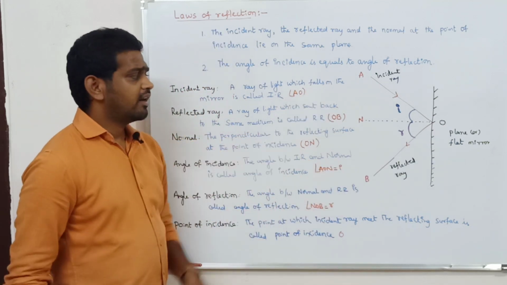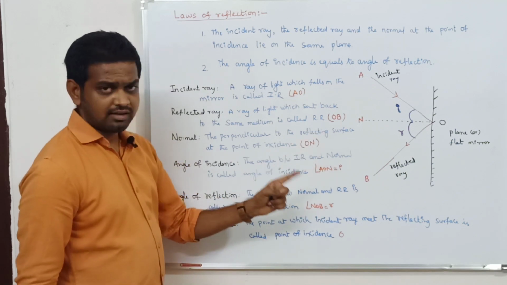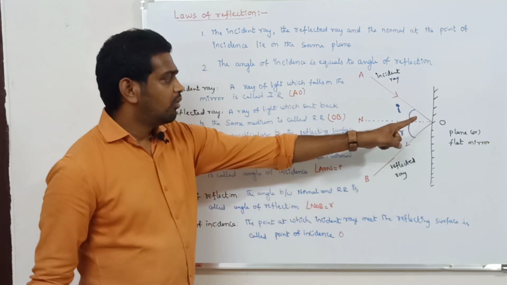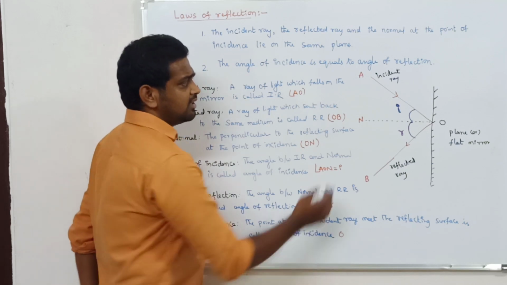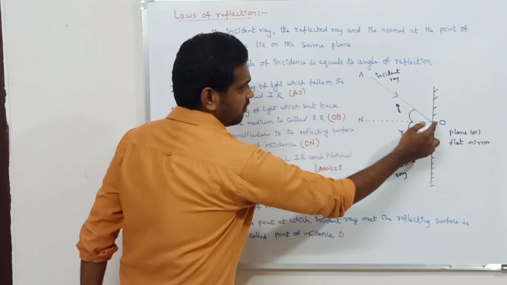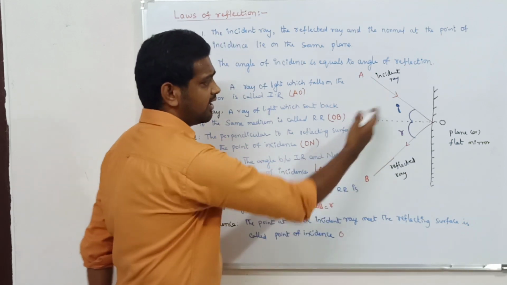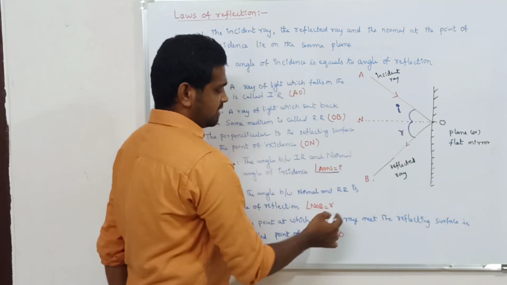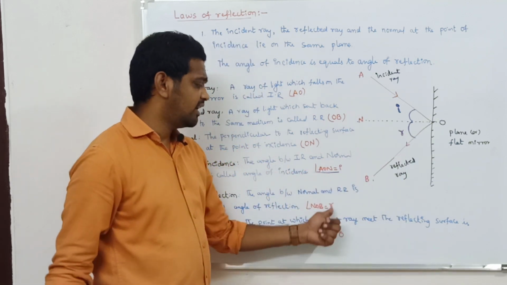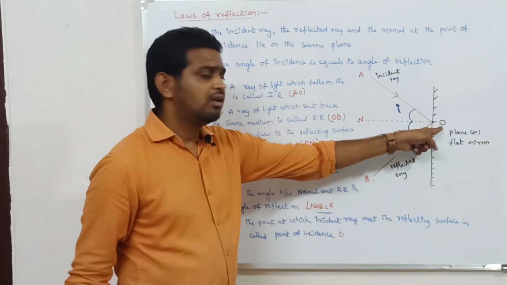So in the diagram, AO is representing the incident ray, OB is representing the reflected ray, ON is representing the normal. Coming to the angle of incidence, angle AON we are considering as the angle of incidence. Angle NOB we are considering as the angle of reflection, which I represented by R. Clear, children? The point of incidence is O.